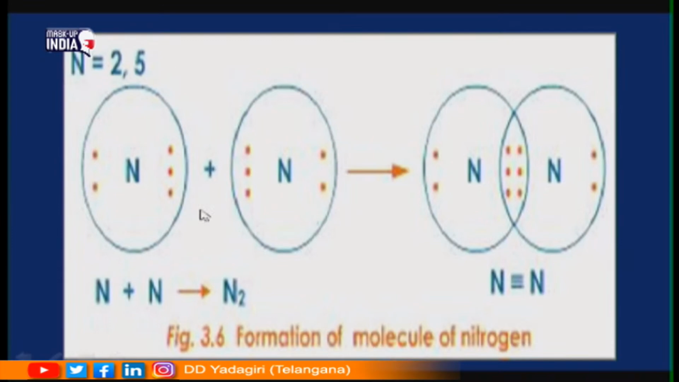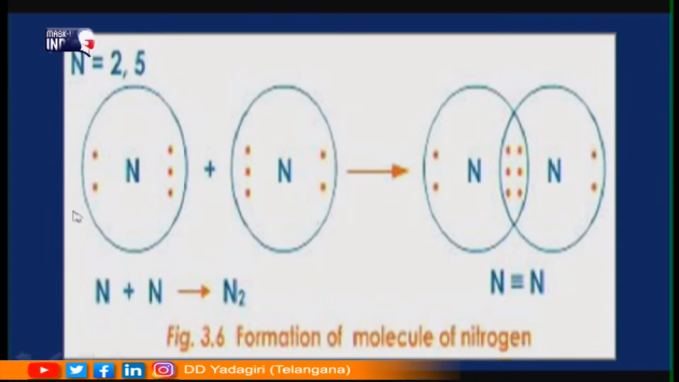Now let us see another example, children. Children, nitrogen molecule. How is this nitrogen molecule formed? When 2 nitrogen atoms combine with each other, then a diatomic nitrogen molecule is formed. How is it formed? Let us see. What is the atomic number of nitrogen, children? 7. What is the electronic configuration of nitrogen? 2, 5. That means there are 5 valence electrons. So you can represent them as N with 2 dots on one side and 3 dots on the other side.